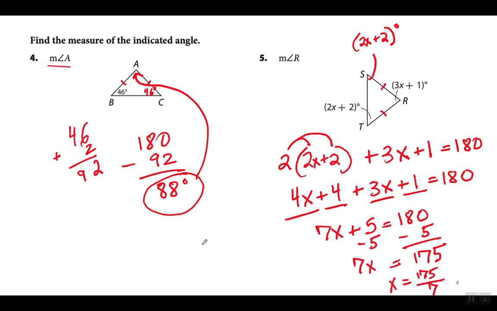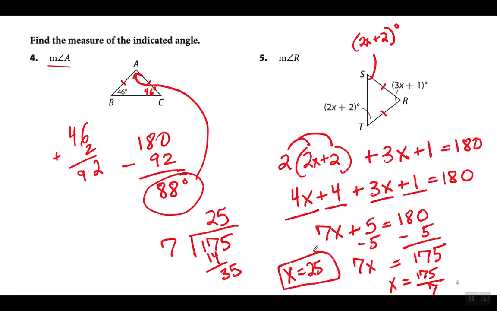I'm running out of space, so let me do that right here. 175 divided by 7 is going to be 25. So x equals 25. X igual a 25. However, look at the question. The question is, what is the measure of angle R?